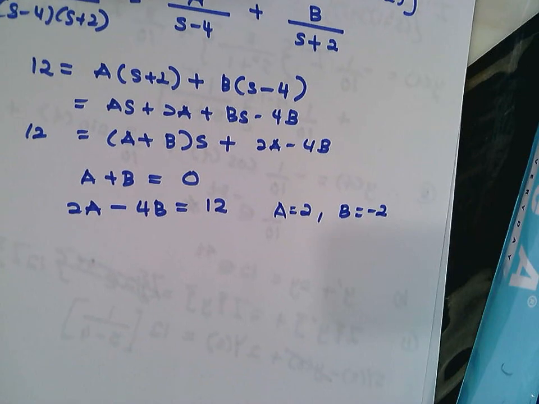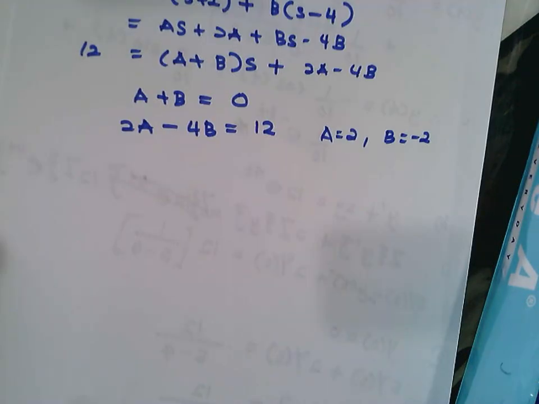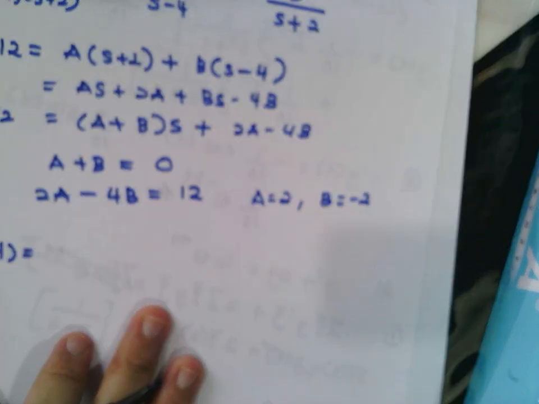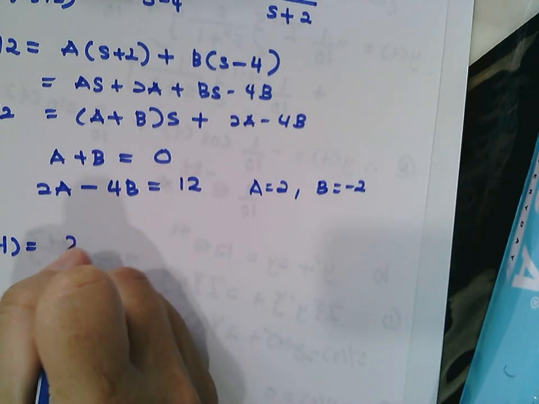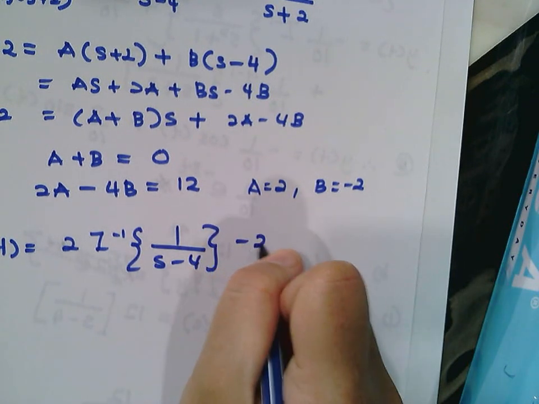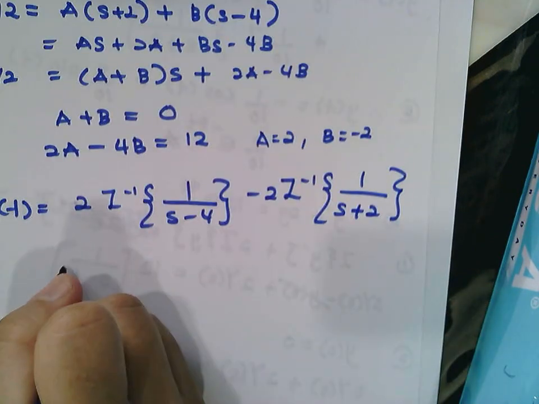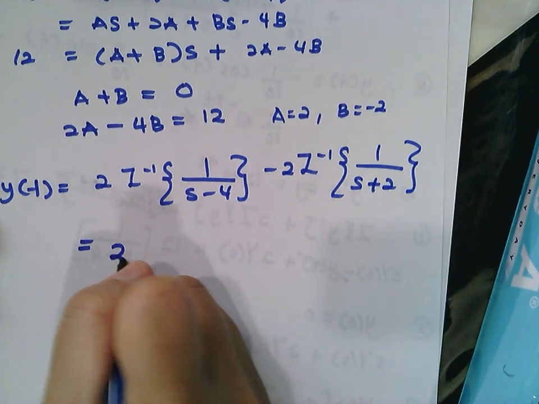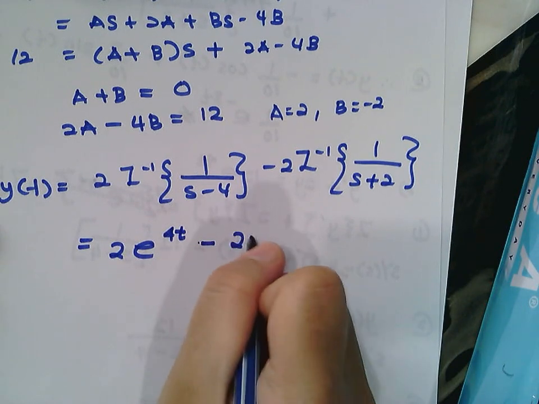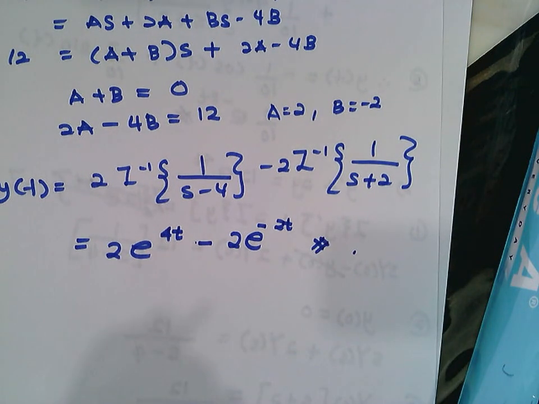Okay, so substitute into this one and get the inverse. So therefore, y(t) is equals to, so A is a constant, so factorize. So 2 inverse of 1 over s minus 4 minus 2 inverse of 1 over s plus 2. So therefore this one you will have 2 e to the power 4t minus 2 e to the power negative 2t. That's it.